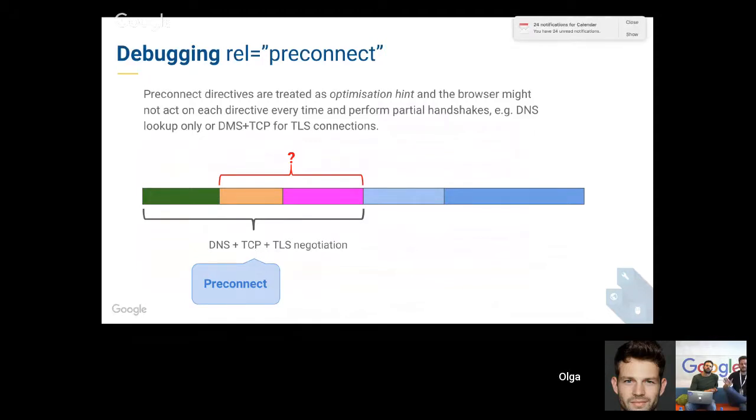So that's just important to mention for debugging. If you use preconnect and it doesn't work, it doesn't mean that you've done anything wrong. So don't spend an hour trying to fix it. Probably in this case the browser identified that it's maybe not the best moment to do the full connection. So take that as a hint, so you don't waste your time on fixing something that's not broken.